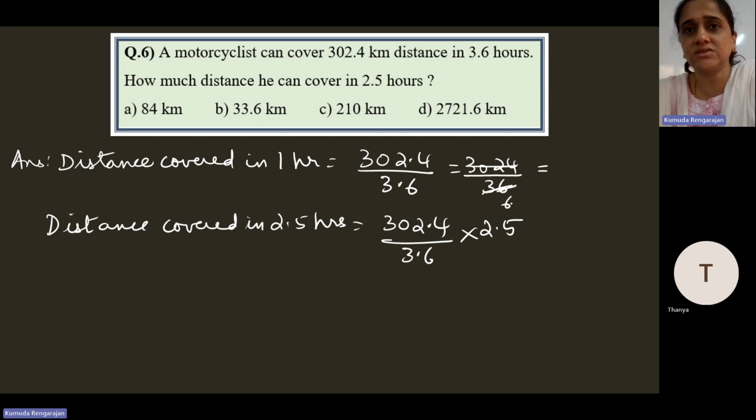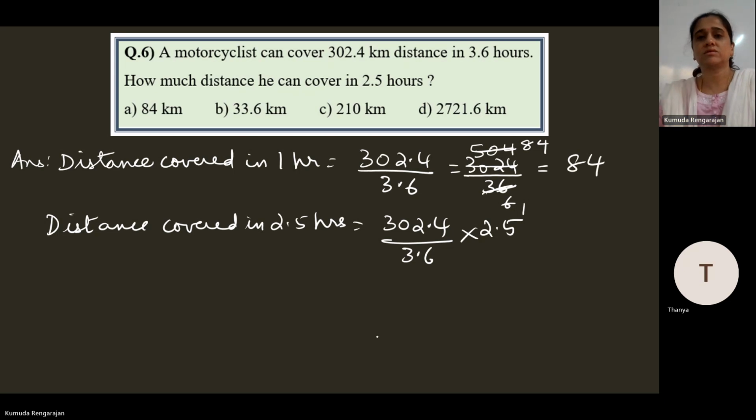So 6 6s are 36. And here 6 5s are 30, 0, because 2 is not sufficient. And then 6 4s are 24. Again, the denominator is 6. See the numerator? It's divisible by 2 and 3, so it's divisible by 6. 6 ones are 6, 8s are 48, 2 remains, 6 4s are 24. So this is 84.